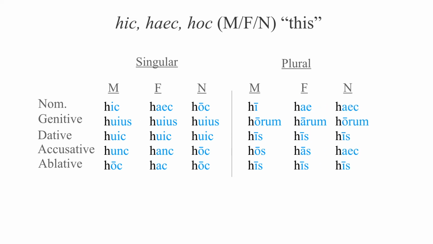So I've laid out a chart for us below. See if you can follow along. Hic, haec, hoc, huius, huius, huius, huic, huic, huic, hunc, hanc, hoc, hoc, hac, hoc for the singular. And for the plural, hi, hae, haec, horum, harum, horum, his, his, his, hos, has, haec, his, his, his. And as you can see, again, your dative and ablative plurals repeat, so it's easy to remember if you keep that in mind.